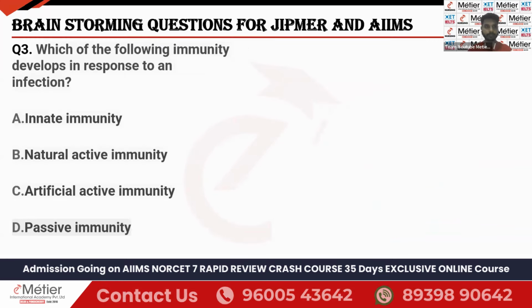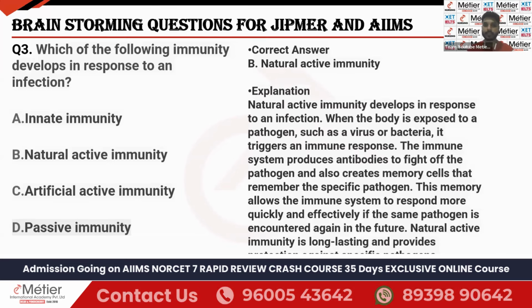Next question. Which of the following immunity develops in response to an infection? I think we have already seen this immunity, but we are discussing it one more time. After following an infection, the options given are innate immunity, natural active immunity, artificial active immunity, and passive immunity. The answer is natural active immunity. After getting a particular infection, our body will develop an immunity for a longer period of time. That is natural active immunity.